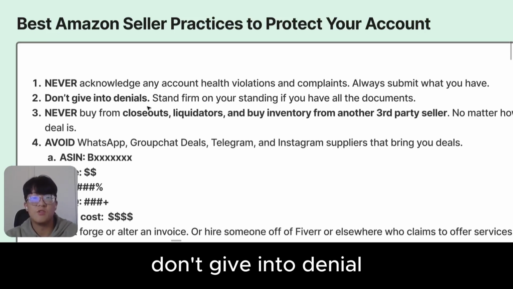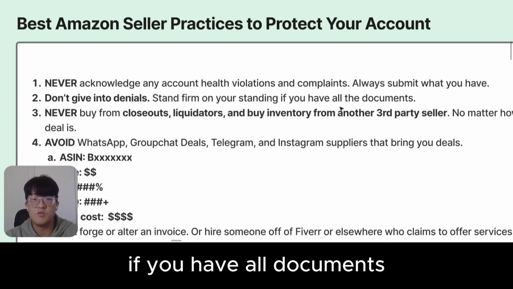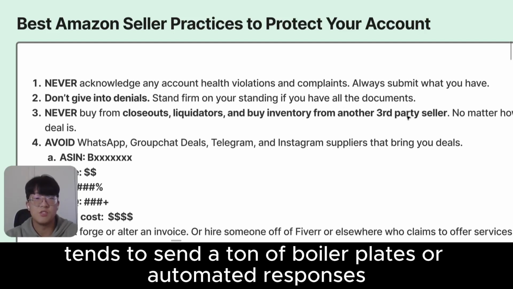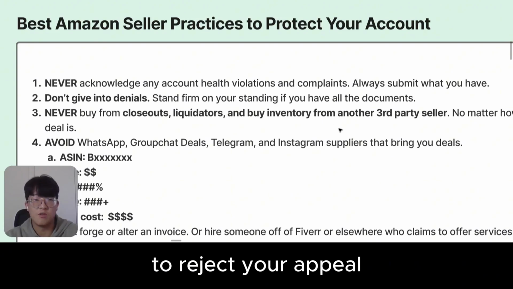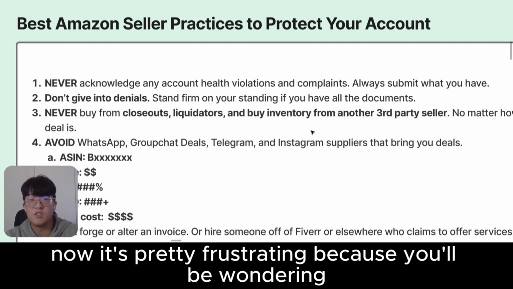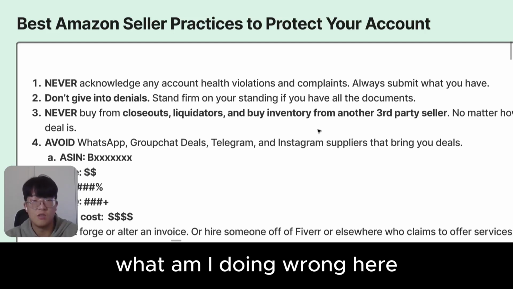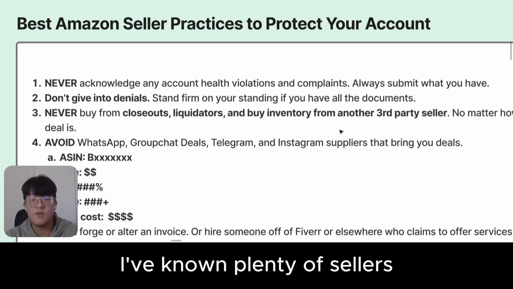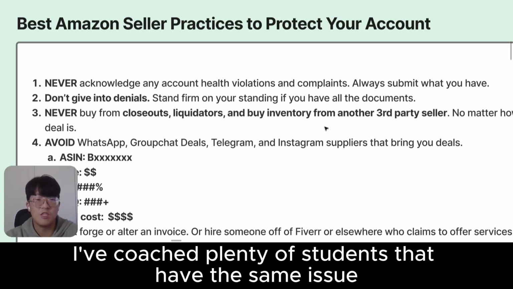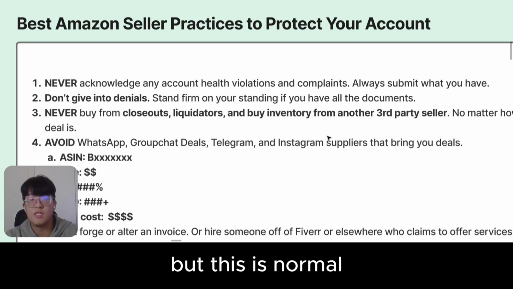Second, don't give in to denials. Stand firm on your standing if you have all documents. Amazon tends to send a ton of boilerplates or automated responses to reject your appeal. That is pretty frustrating, because you'll be wondering, what am I doing wrong here? I have everything. Why can't you just see it? I've known plenty of sellers, I've coached plenty of students that have the same issue, but this is normal.